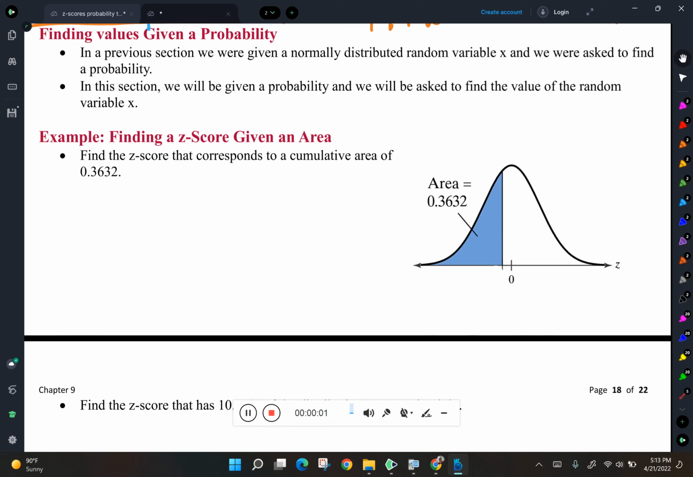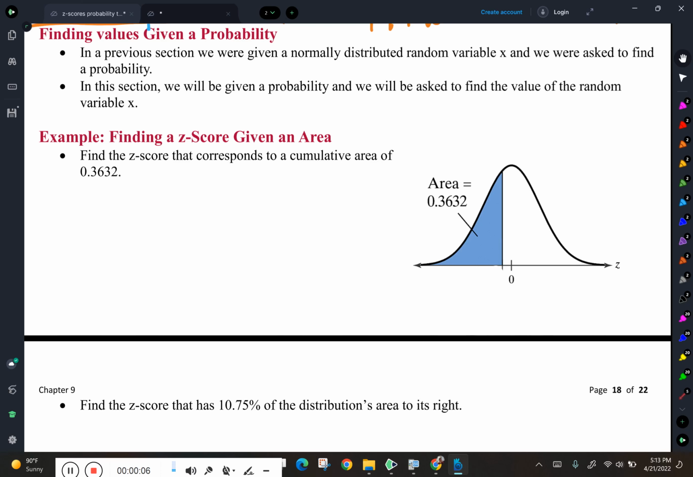All right, so here we go with part 4. Part 4 of 9.3. All right, so in our previous couple of videos, we were looking at finding a probability or an area for a normally distributed random variable.